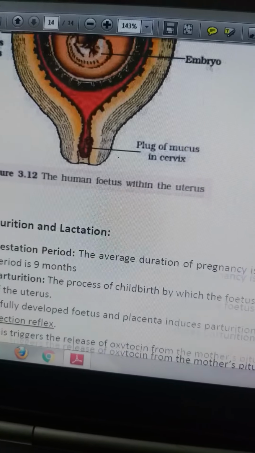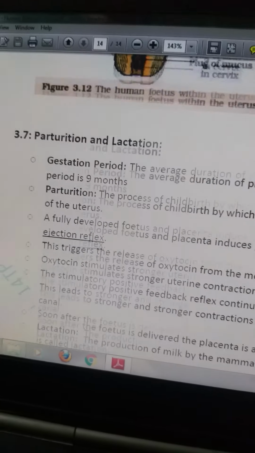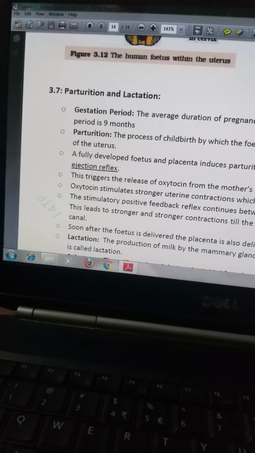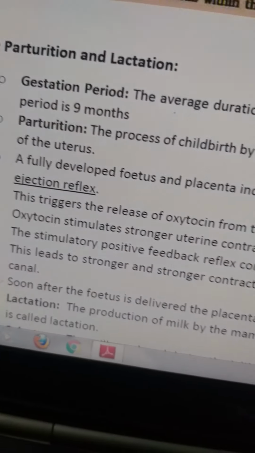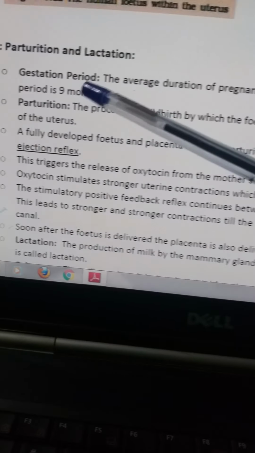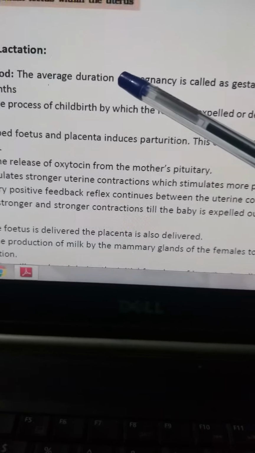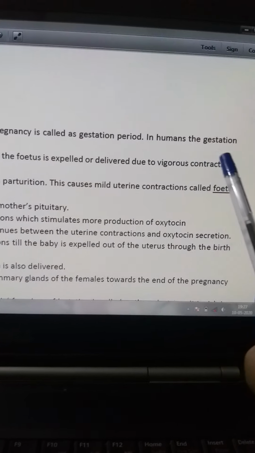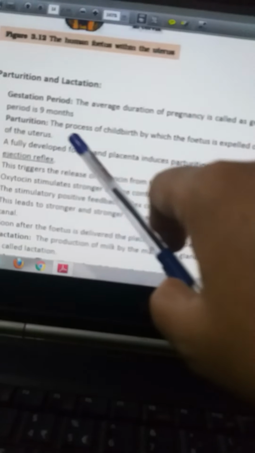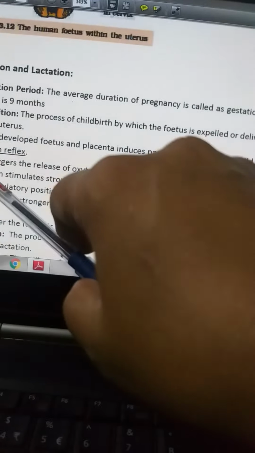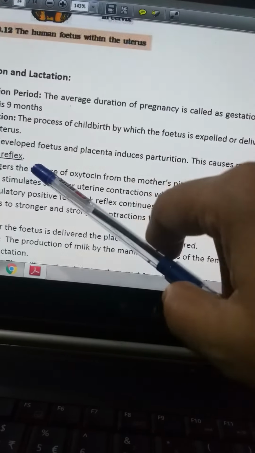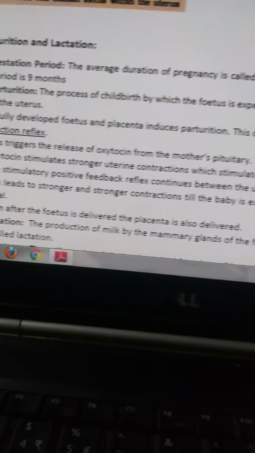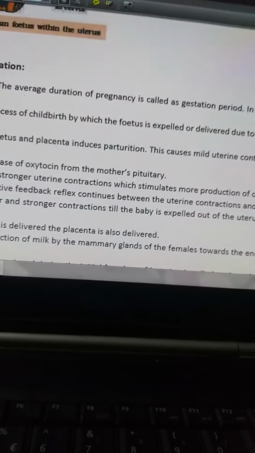Now, what happened? See, here, parturition and lactation. Okay. Now the gestation period: the average duration of pregnancy is known as the gestation period. The human gestation period is 9 months. Parturition is the process of childbirth, and the fetal ejection reflex. That means the force by which the fetus is coming out. That is through uterine contraction. Okay, this you have to remember.